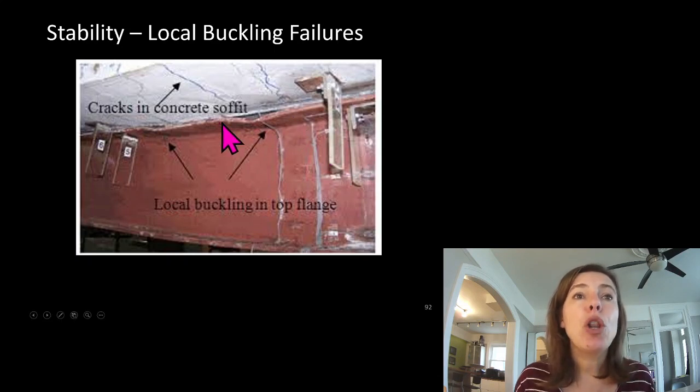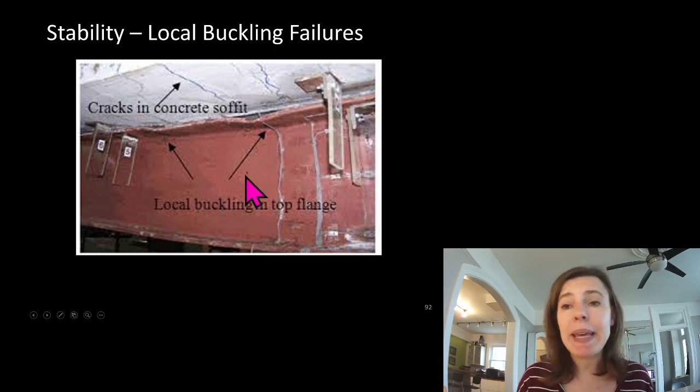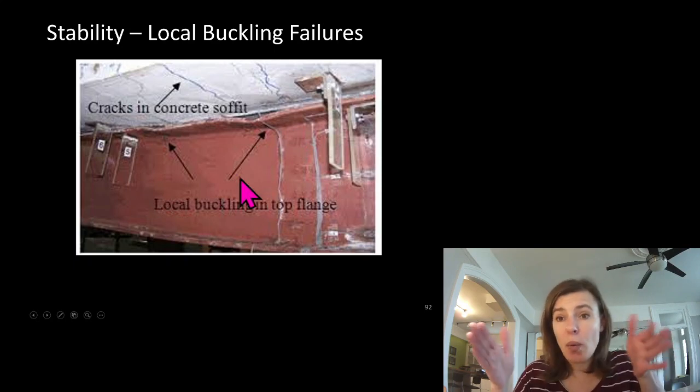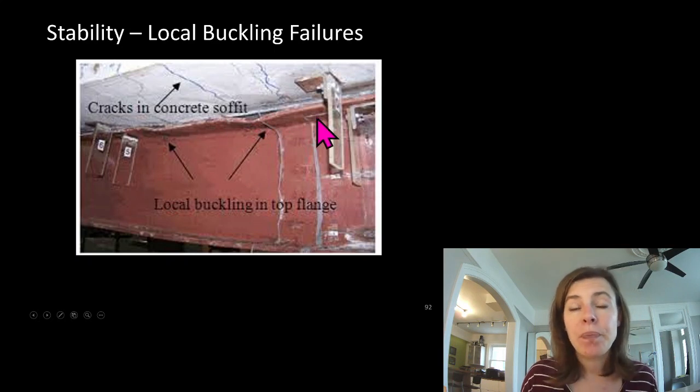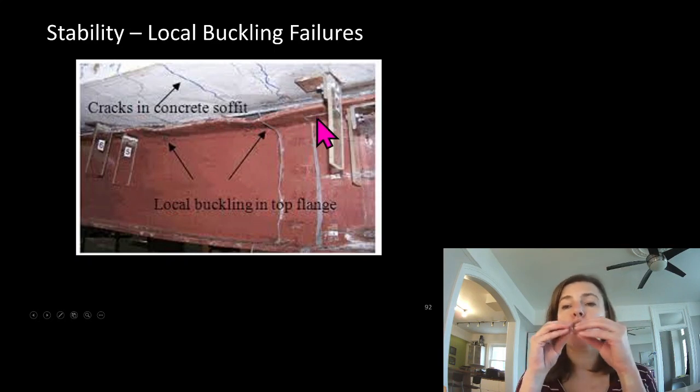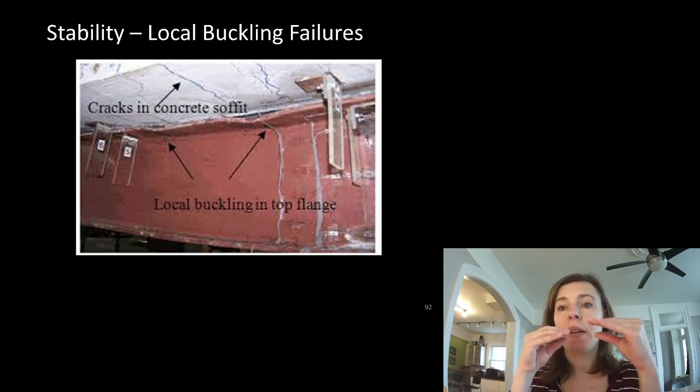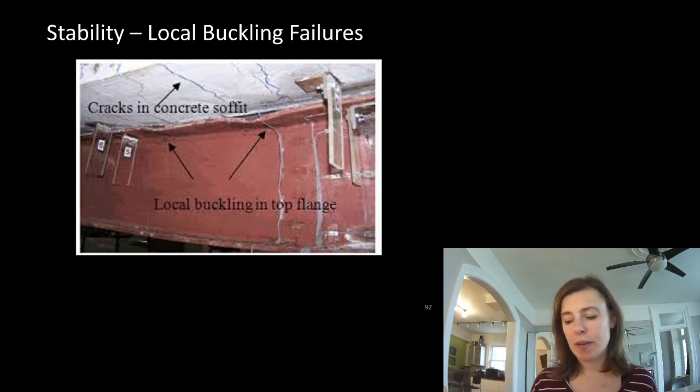Here is local buckling. You can see that this whole beam hasn't buckled. We don't have lateral torsional failure. We just have some local elements here buckling. And so that's local buckling, when just a small portion of one element of the object buckles.